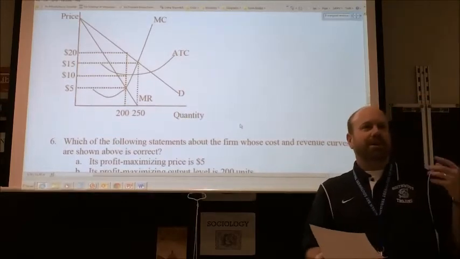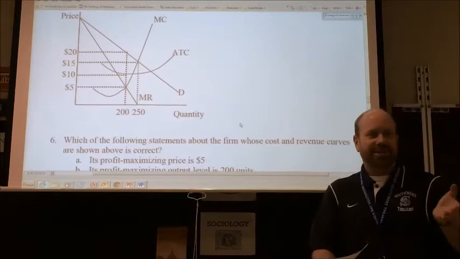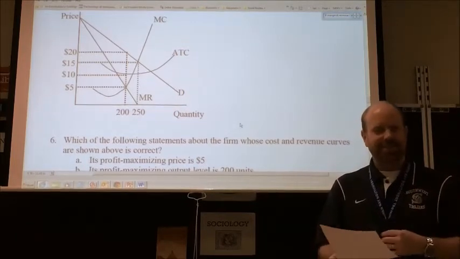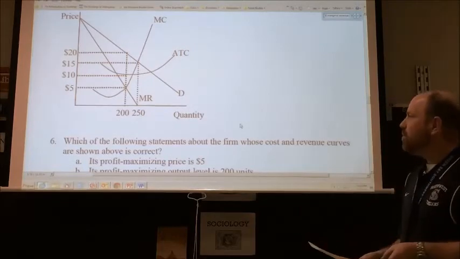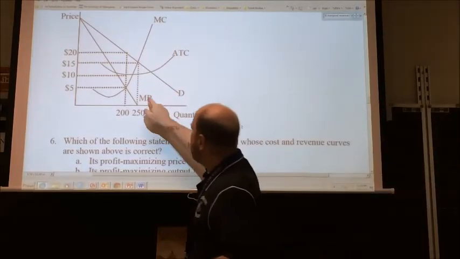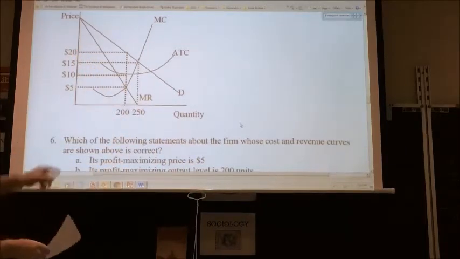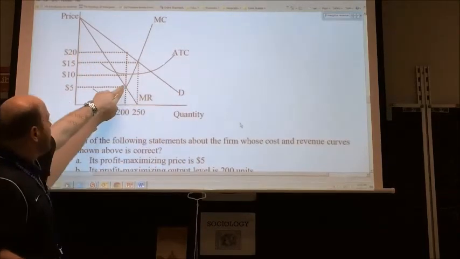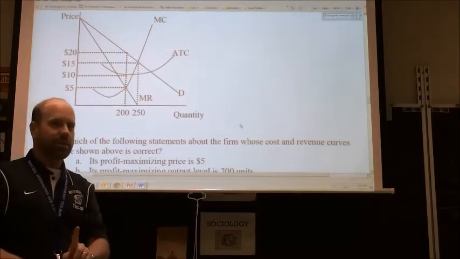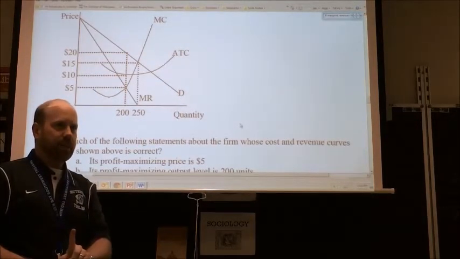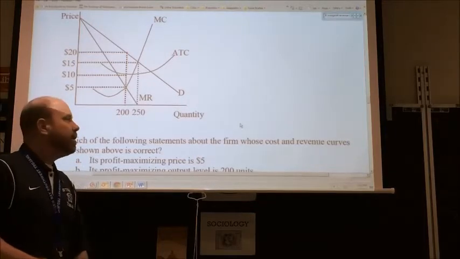Hopefully you remembered what's the very first thing that you do with any of these graphs? MR equals MC, or MC equals MR. Right, okay? So sure enough, here's our marginal revenue curve. Here's our marginal cost curve, and they intersect right here. And that tells you what? It's maximum profit. Well, that's the place where we will get the maximum profit.